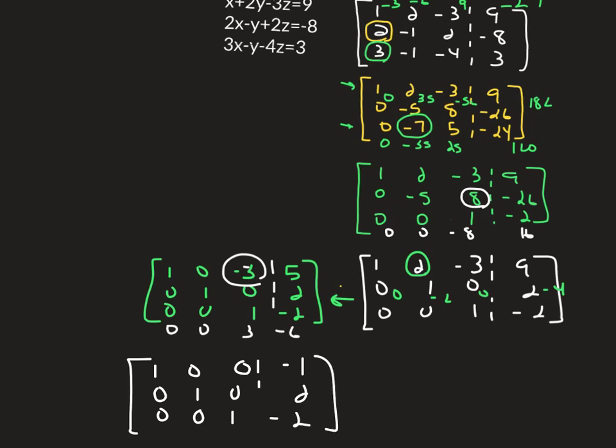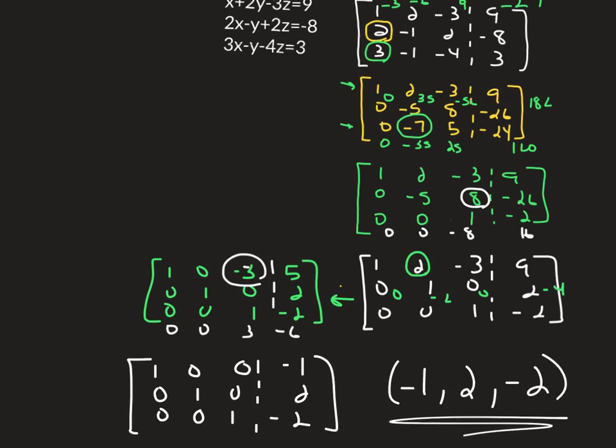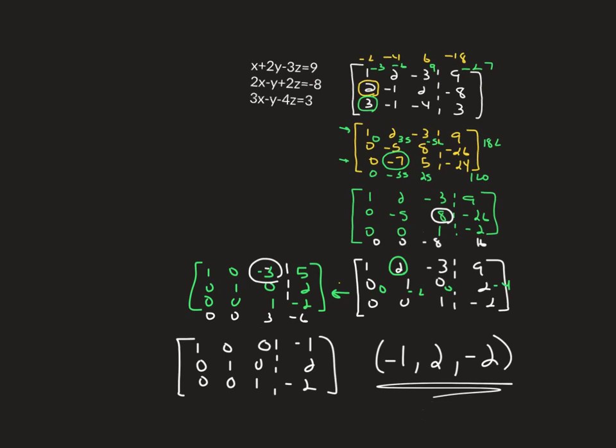Guys, once you get there, that's reduced echelon form, which means we just did Gauss-Jordan. My answer is -1 for x, 2 for y, -2 for z. There it is. That's all you got to do on that one, right there. So, wow. The hardest thing about doing that, guys, the math is not hard at all. The hardest thing is getting all the way through without messing up.